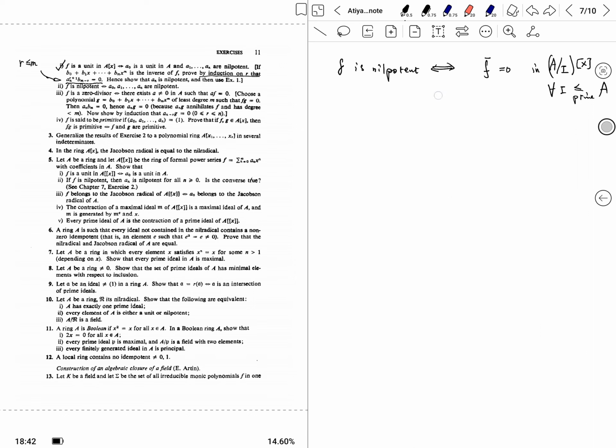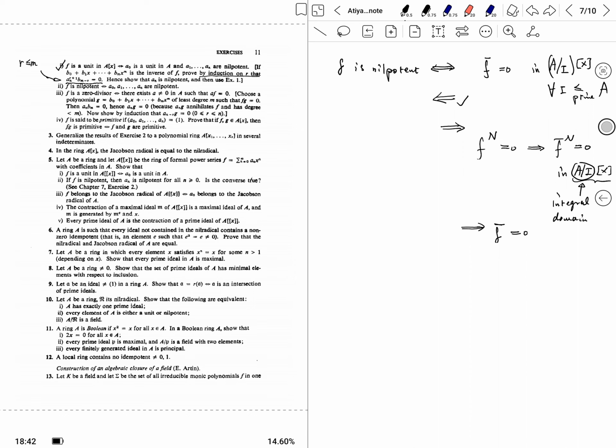Well, this is always obvious. You only have to show this: if f is nilpotent, f to some power equals 0, so f bar then equals 0 in this A quotient I, but this is an integral domain. This is an integral domain. It implies f bar equals 0, right? This is it.